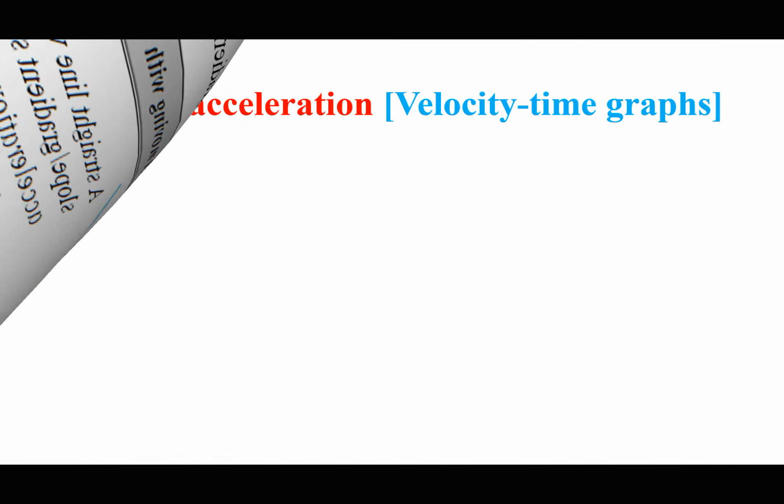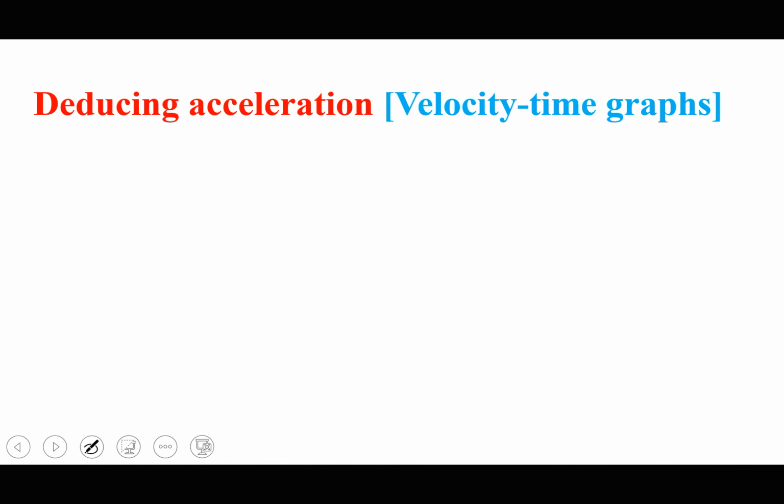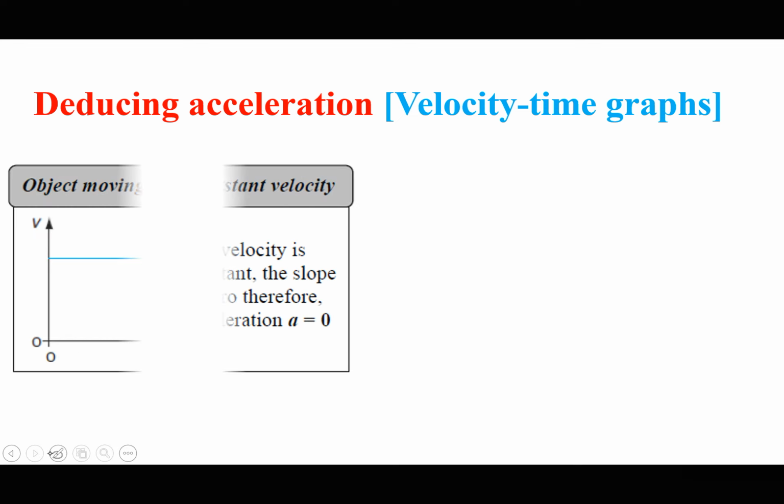Let's also see a situation where the velocity is constant. For a body which is moving at a constant velocity, the velocity is not changing. This is a velocity time graph, remember. So if the velocity is not changing, you expect to have a horizontal line for the velocity time graph.